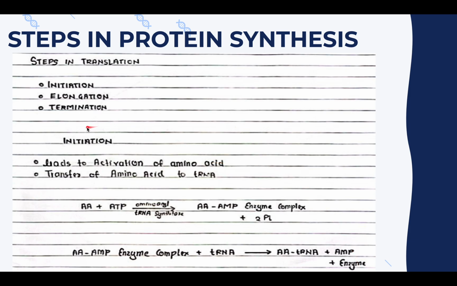So yeah, we go quickly again. Initiation is the process of activation of amino acid. This is done to make the amino acid potent to join to the tRNA and also for the process of polypeptide formation. The process has two steps. Over here, the amino acid joins to ATP in the presence of aminoacyl tRNA synthetase to form AA-AMP enzyme complex plus two phosphate groups. That's the first step. The second step is where this AA-AMP enzyme complex joins with the tRNA and thus AA-tRNA forms, plus AMP plus enzyme. Don't forget to write this enzyme complex.